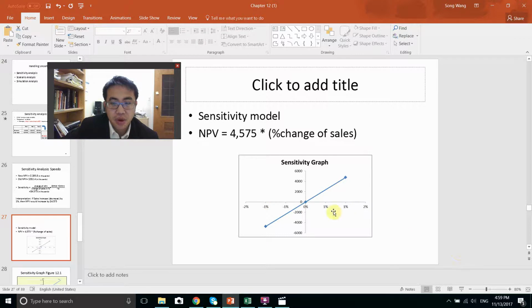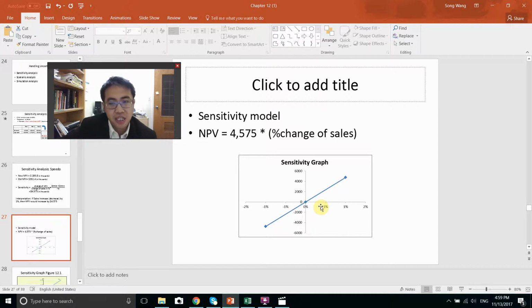So basically, this graph shows you the horizontal axis is the percentage change of the variable. That's for sales. And then the vertical axis is the NPV. And we have a straight line which indicates that sales and NPV have a positive relationship. So if sales increase, your NPV also increases. But this graph doesn't give us a lot of information. We just look at a positive slope curve, and that's it.